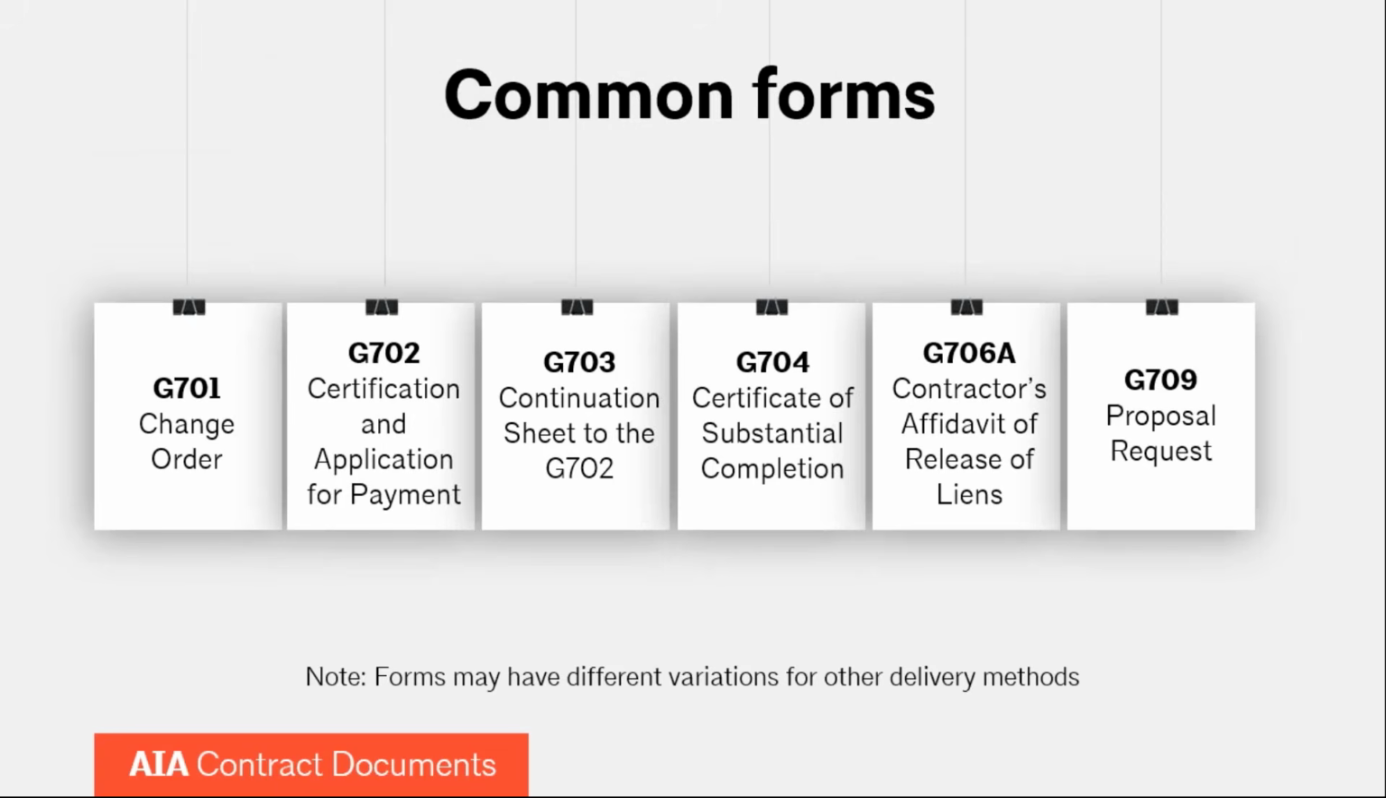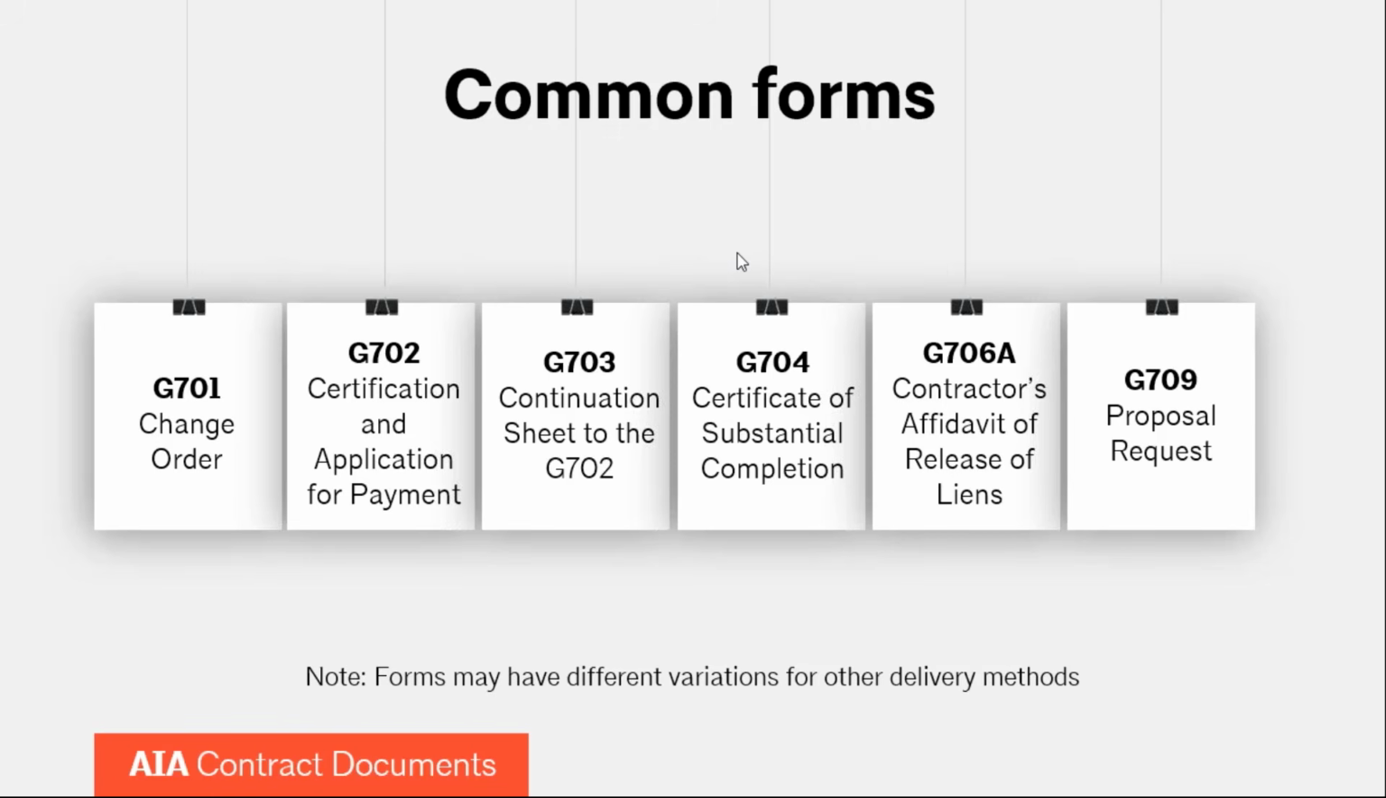Yes, thank you. So I'm just going to, again, briefly go over these things. We do have different forms, different variations. These ones that are listed here, like, for example, G701, are the conventional versions of these forms. So G701 is a change order, and then we have other versions. We have, for example, a version for a subcontractor. We have a version for design build, but G701 is the conventional change order.